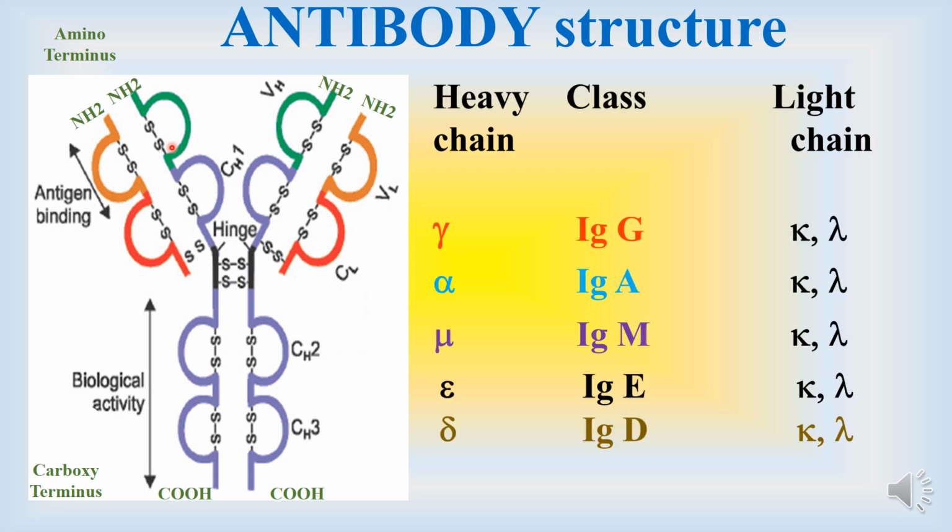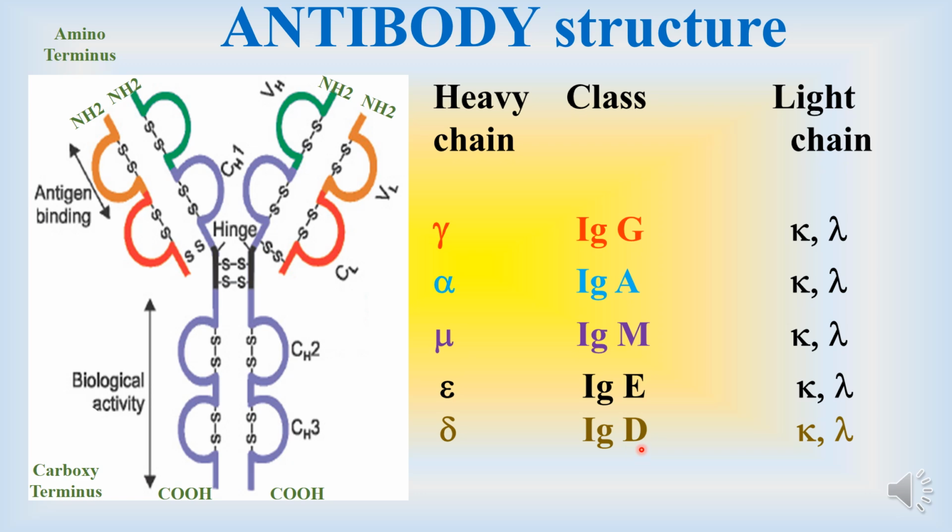Now, the heavy chains are structurally and antigenically distinct from each other, and they are designated by the Greek letter corresponding to the immunoglobulin class. There are five types of heavy chains, and therefore there are five classes of immunoglobulins. Heavy chain gamma is for immunoglobulin G, alpha heavy chain for immunoglobulin A, mu heavy chain for immunoglobulin M, epsilon heavy chain is in immunoglobulin E, and delta heavy chains are found in immunoglobulin D.